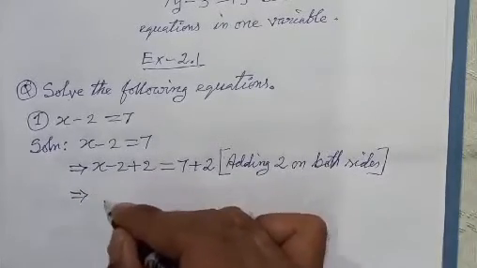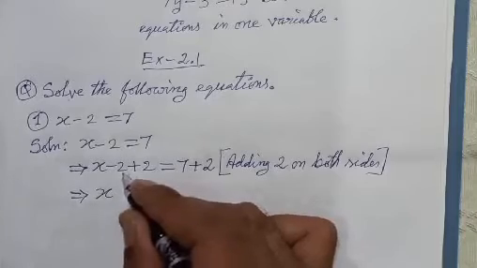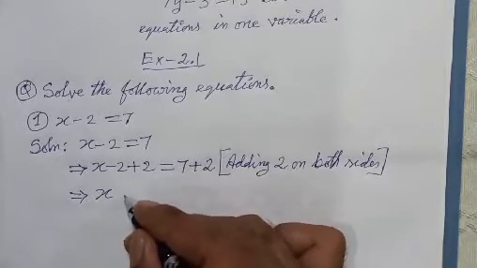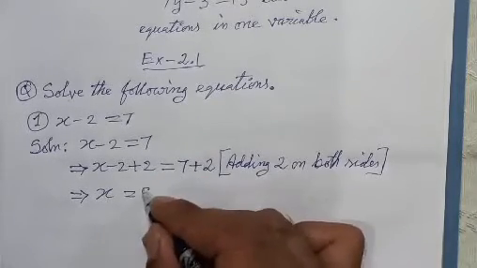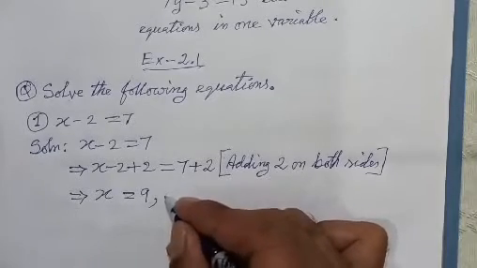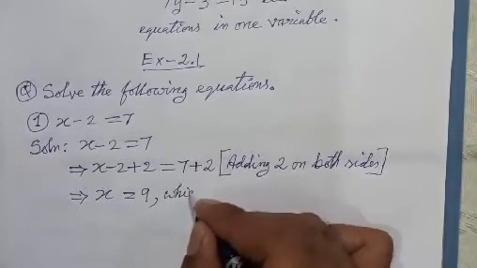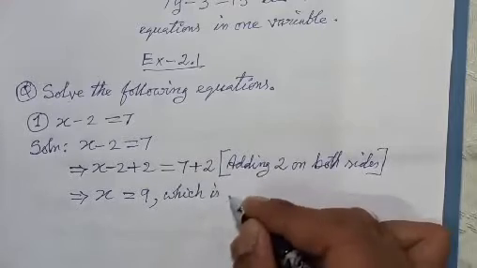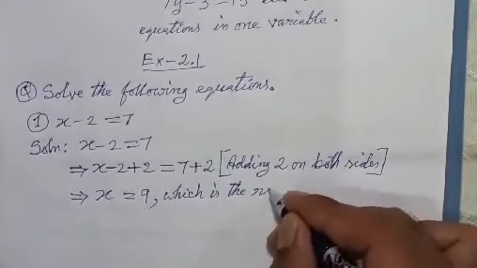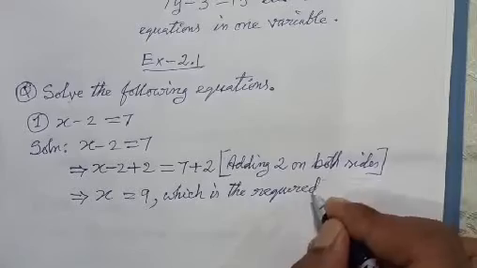This implies that x minus 2 plus 2 becomes now 0. Now, x is equal to 7 plus 2, which is 9. Which is the required solution.